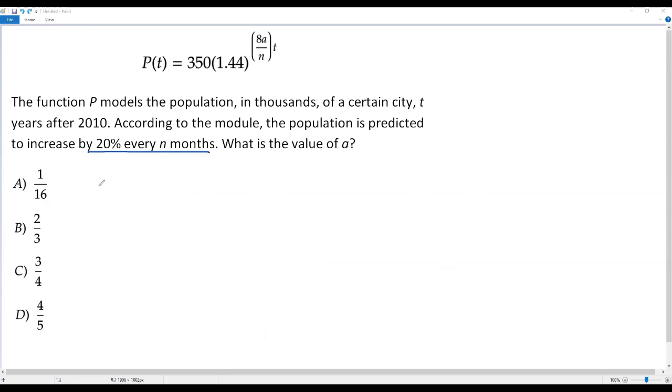That is, the population is predicted to increase by 20% every n months. That is, when n is equal to 1, then the population is predicted to increase by 20%. The decimal form of this one is 0.2. So that means we have to write this value 1.44 in the form of 1 plus 0.2, so that we'll be able to do the rest of the stuff and get the value of the constant a over here.